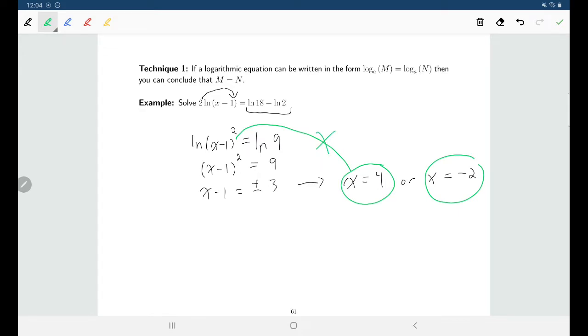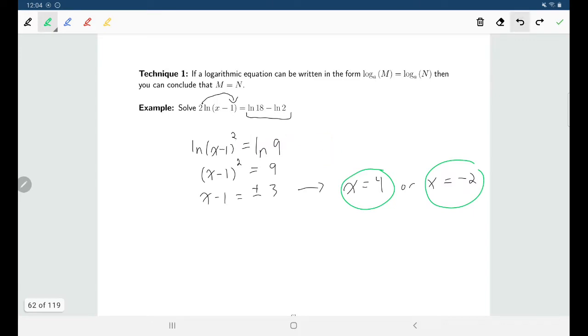That would be incorrect. We don't want to know, do they satisfy this modified equation? We want to know, does it satisfy the original equation? So I need to make sure that I'm putting my 4 and also my negative 2 into the original equation to see does it make the left side and the right side equal to each other.